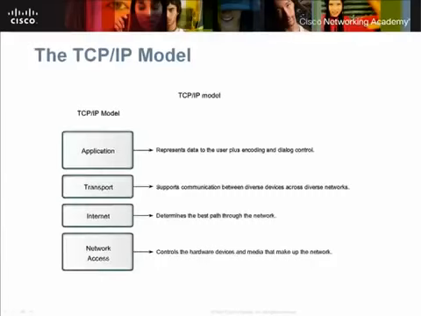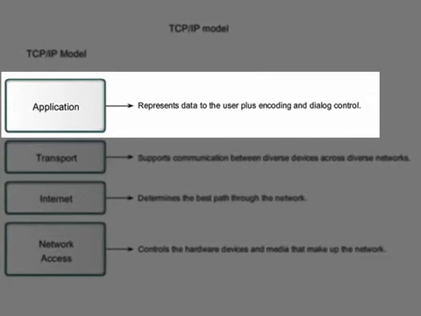As we examine the TCP/IP model, we see that it's made up of 4 layers: application, transport, internet, and network access. Each layer has specific responsibilities. The application layer is responsible for encoding data into a form that can be sent over a network and to decode data when it's received from the network.